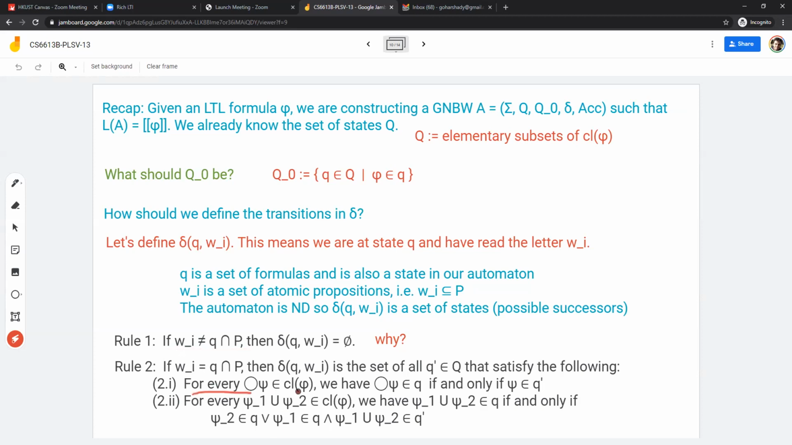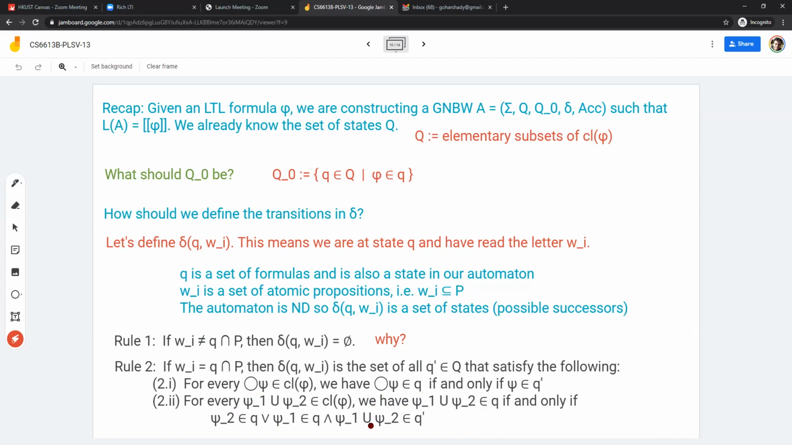Now, this is the rule for next. The rule for next says that if right now you are computing the transitions out of a state Q, and in your current state you have the formula next psi, what does this mean? This means that no matter where you go, in the next state, when you get there, you should satisfy psi. So if you go from Q to Q prime, and you have next psi in Q, then you should have psi in Q prime. This was the rule for next.